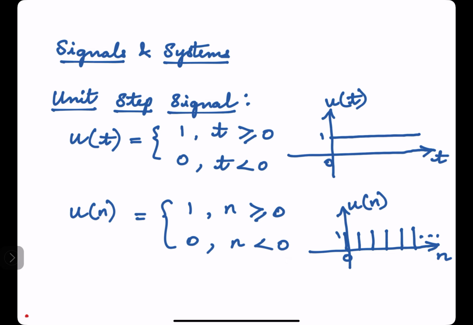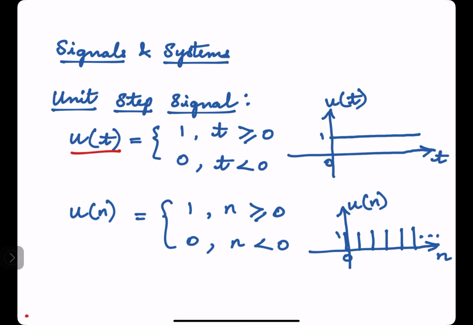Good day all. In this lecture, I am planning to discuss the subject signals and systems. So to start with, what is a signal? A signal is a physical quantity which varies with time, space or any other independent variable. So to start with a basic signal, if we look at it, it is a unit step signal. The unit step signal is represented by u of t.